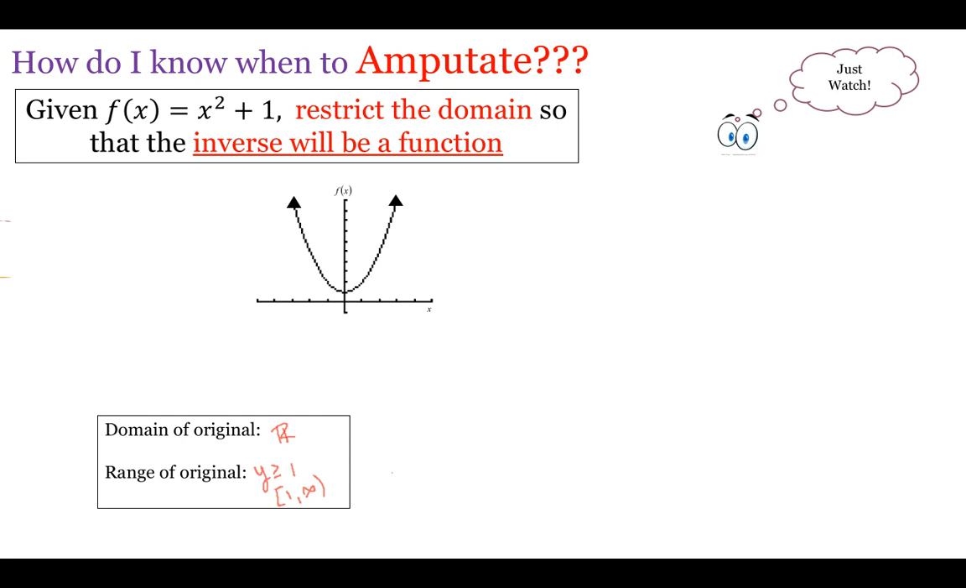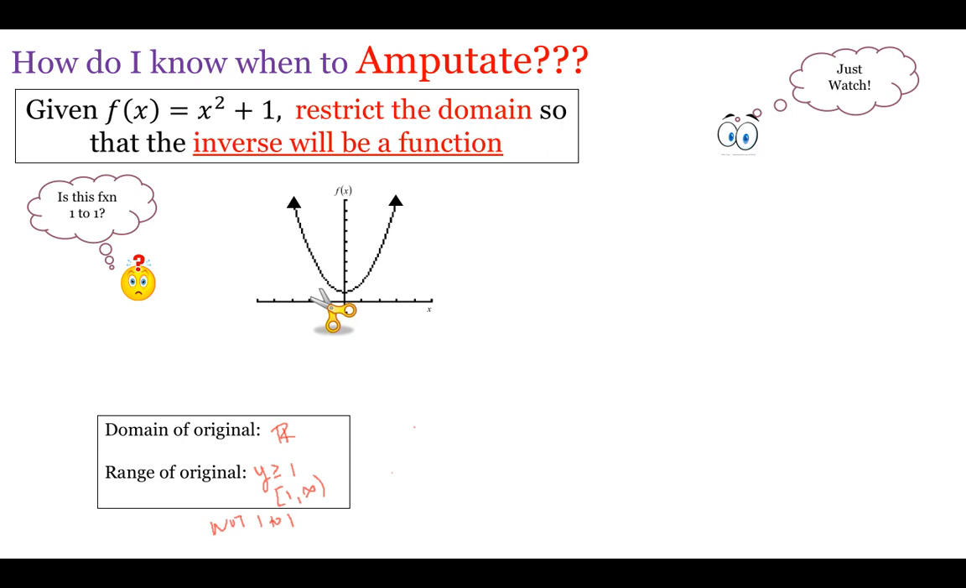No, look, horizontal line test. If I picked the value 5, that actually has 2 inputs. That could have been 2 or negative 2. So this is not one-to-one. We're going to have to modify this a little bit. It's not a one-to-one function.